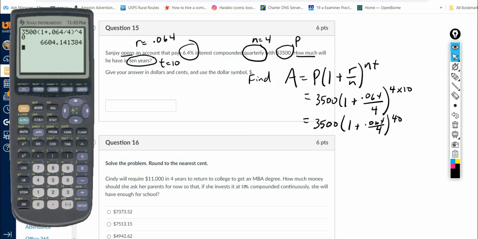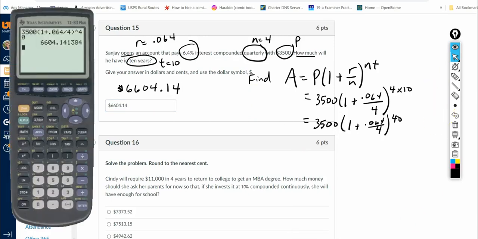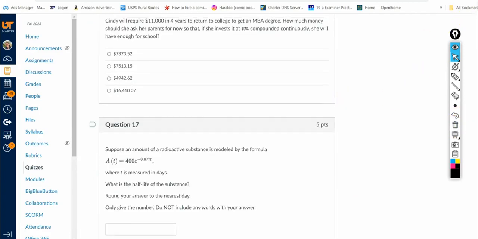So my answer is going to be, use the dollar symbol and give your answer in dollars and cents. Okay. I'm going to enter here. Okay, just make sure I got that. Okay, so that's what I'm getting. Okay, let's keep going.